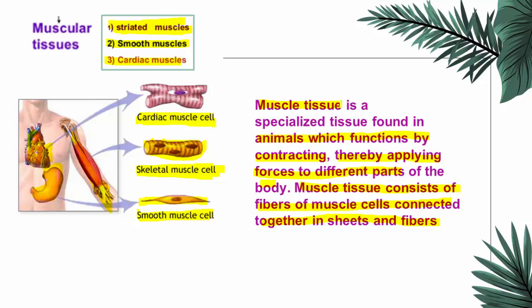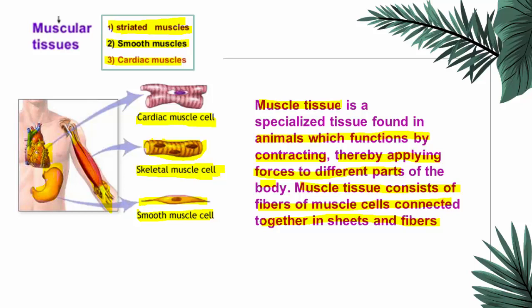And muscle tissues are made up of fibers of the muscle cells, and these muscle cells are arranged in the form of sheets and fibers. Muscle cells are represented by fibers and they are connected together in the form of sheet or fiber. Whenever a muscle cell undergoes contraction, it exerts force on different body parts to execute the required function. So these are the different types of muscles which are present in the animal body.